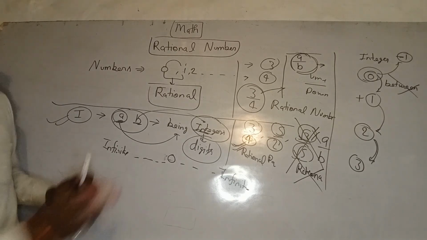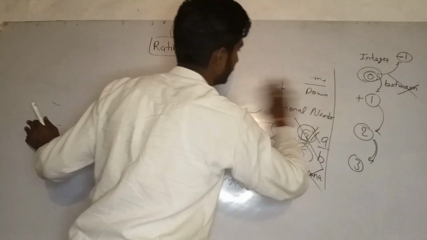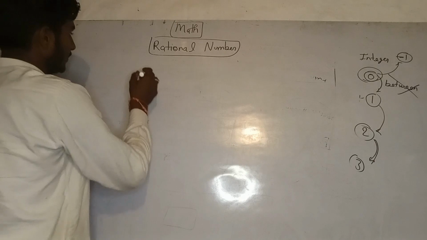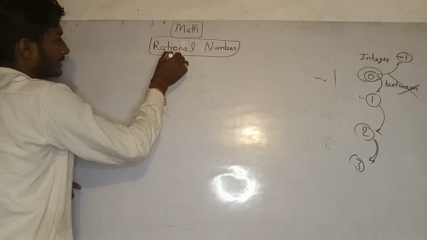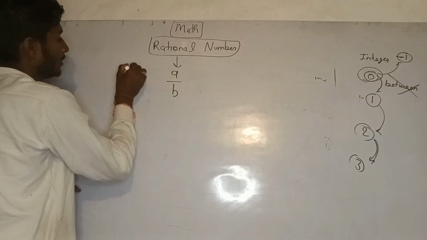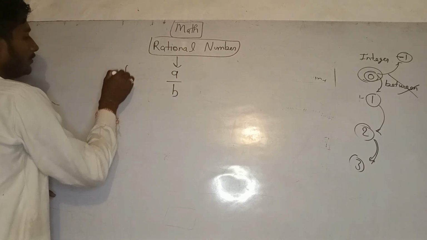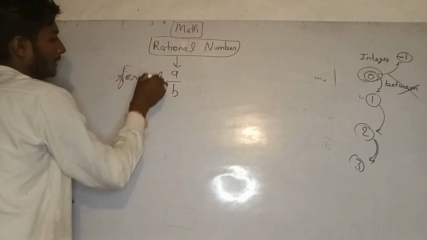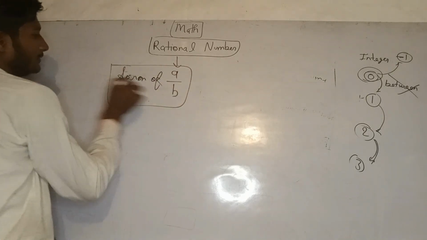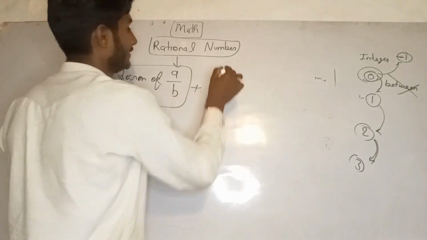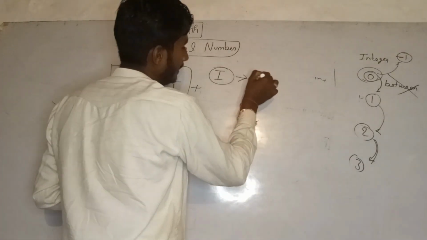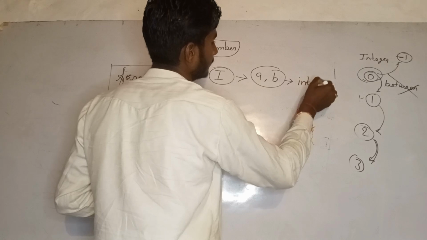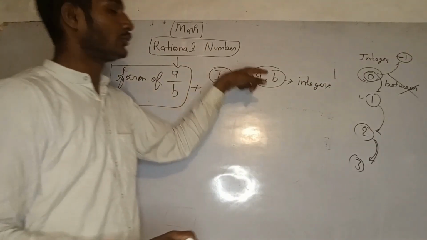First, let me write these points clearly here. A rational number means a number in the form of a upon b, and plus it has two conditions. The first condition is that a and b are integers. A and b should be integers.